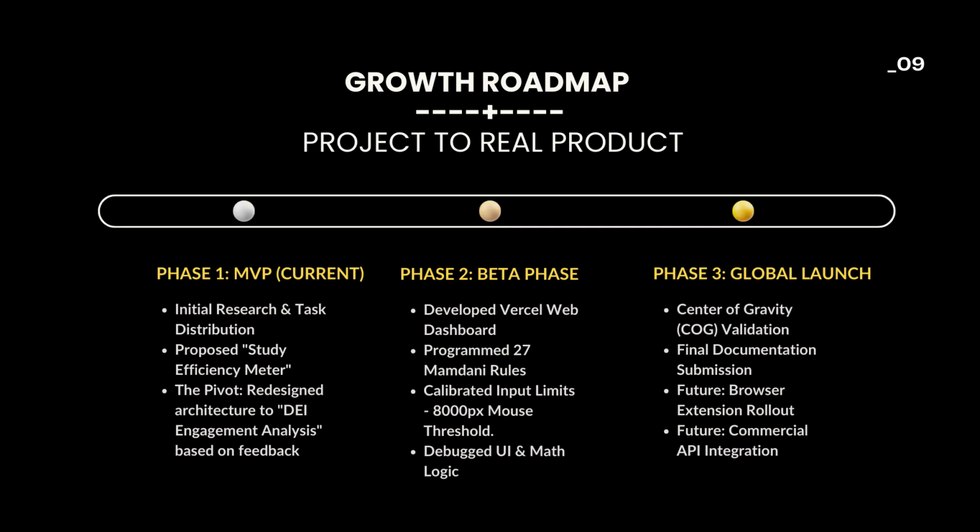And finally, the growth roadmap. They're moving fast. After pivoting from a simple efficiency meter in Phase 1, Phase 2 was all about the heavy tech work, like programming 27 complex logic rules and calibrating input thresholds. Now, Phase 3 is targeting a global launch, focusing on validating their core algorithms and getting those commercial API deals locked in.